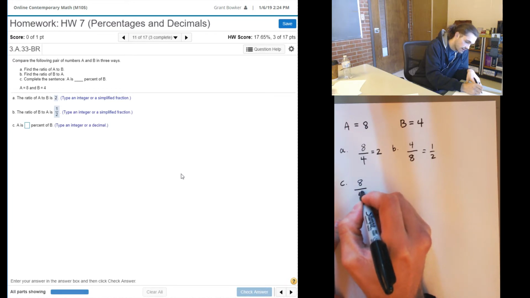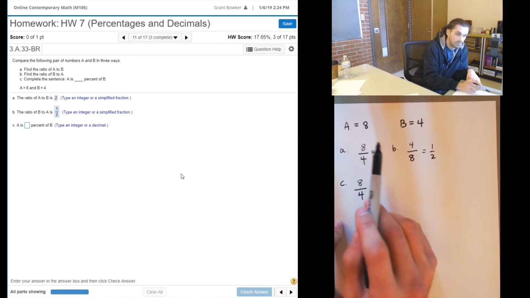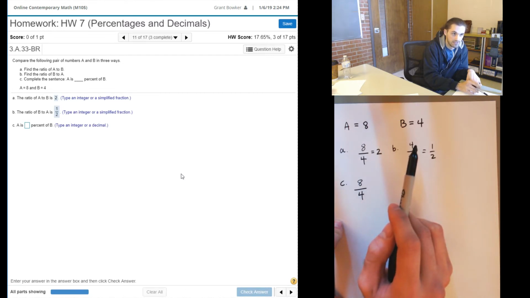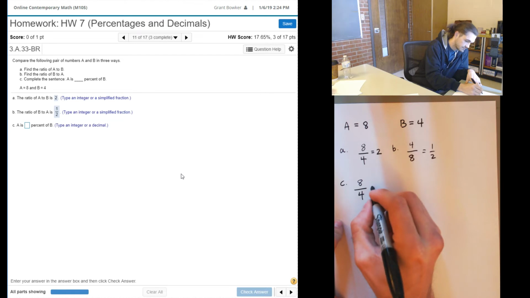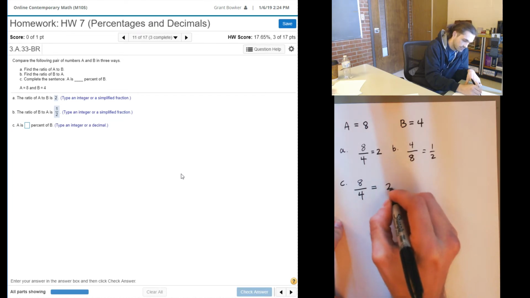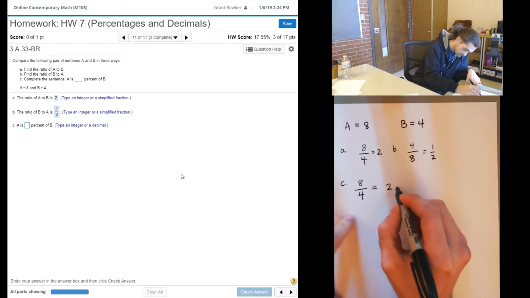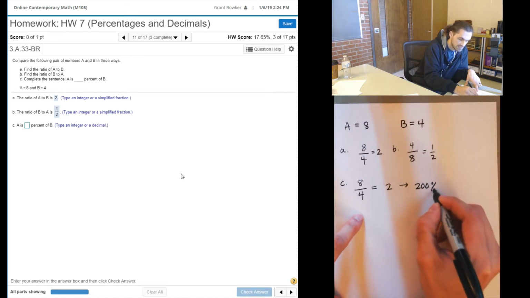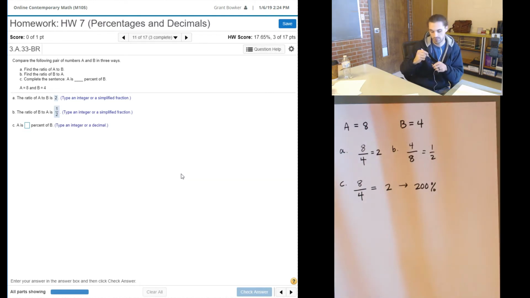Another way to look at that would be, A is blank percent of B. You're really finding the ratio of A to B. So the ratio of A to B is 2, and then multiply by 100 to get the percentage. So that's 200%. 200% also known as twice as much.